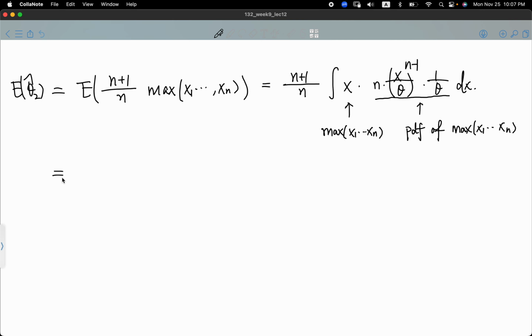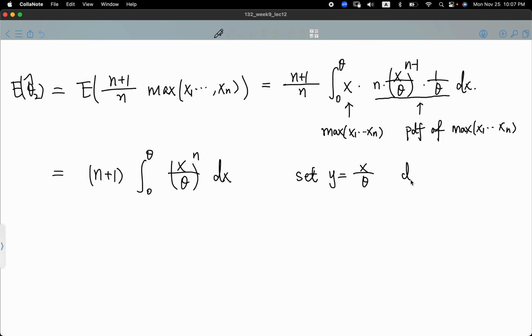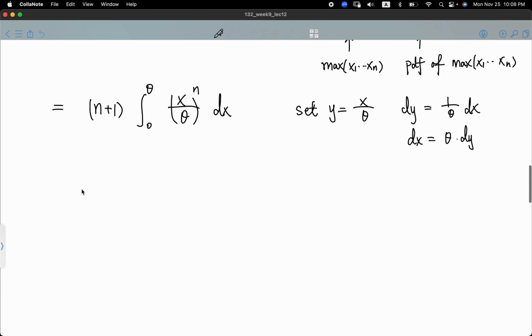Okay, so now we will have n plus 1. From here, the n is cancelled out. We have one copy of x, one copy of 1 over theta, so we will have x over theta raised to the power of n, and then dx. And the random variable x ranges from 0 to theta. Okay, so now we need to solve this integral. The idea is to set y equal to x over theta, and then dy is equal to 1 over theta dx, so that dx is equal to theta multiplied by dy. Okay, so now we have that. Let's solve the integral.